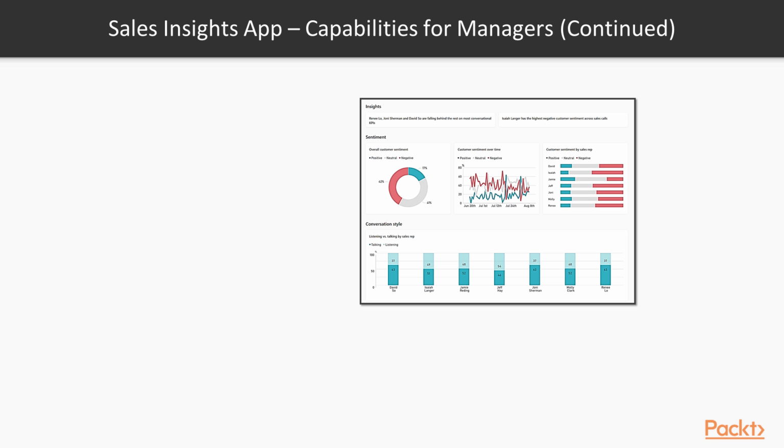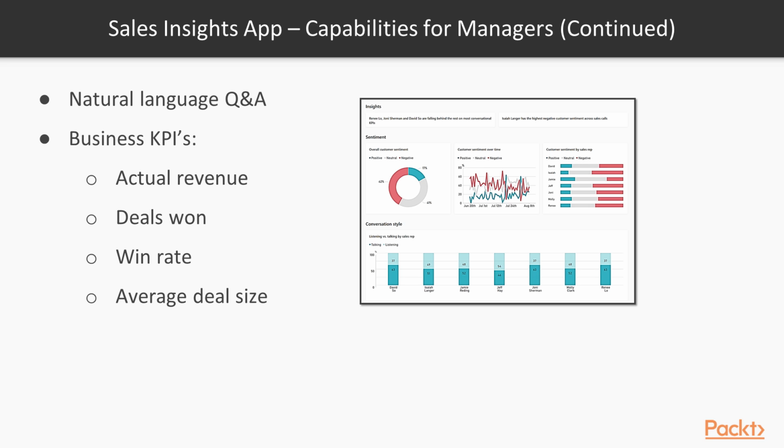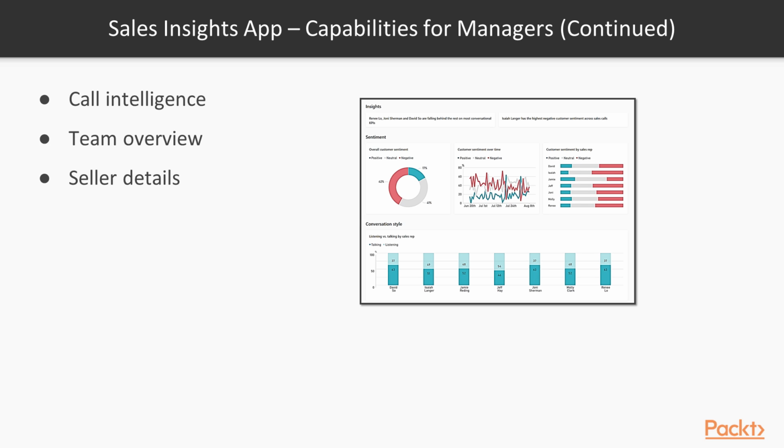So some of the distinct capabilities here will be a natural language Q&A, some metrics on our key business KPIs, call intelligence, which is a real focus of the AI for Sales app, team overview to help us with coaching, and even being able to drill into individual sellers.